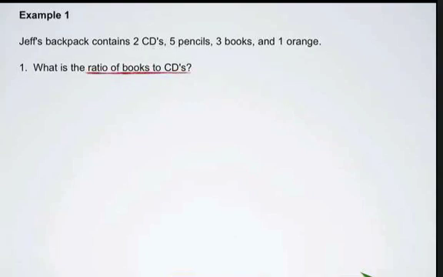We look to this part of the question. It says that we're looking for a ratio of the number of books to CDs. So we can identify that there are 3 books and 2 CDs. So as we read it from left to right, books to CDs, we'll take the number of books, which is 3, and we'll place our colon in between, followed by the number of CDs. So we've got a 3 to 2 ratio. Or, of course, we could write that in fraction format as being 3/2.